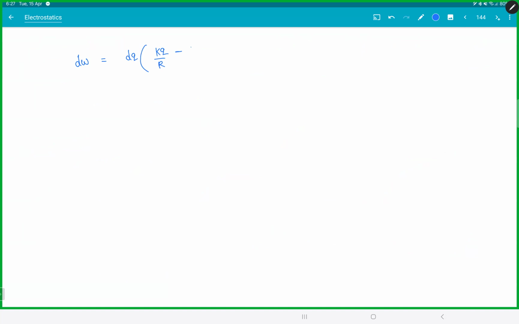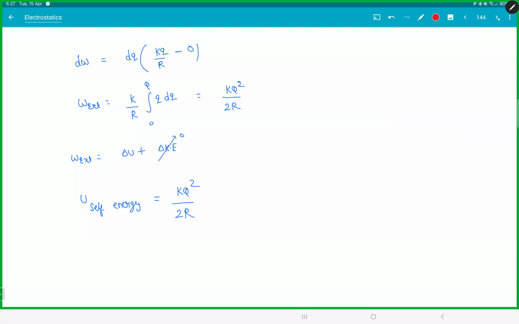The more charge you bring, the more repulsion you get, so more work you have to do. So the work done by the external force will be the integral of k by r times the integral of q dq from 0 to Q. This comes out to be kQ square by 2r. But we know work done by external force is nothing but change in potential energy plus change in kinetic energy. Since you're bringing the charges slowly, kinetic energy is 0. Therefore, you get the self energy. You should definitely mark up the result, kQ square by 2r.